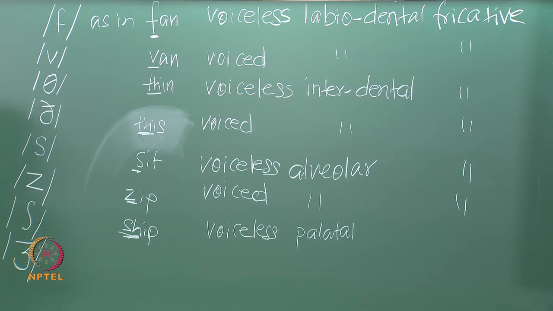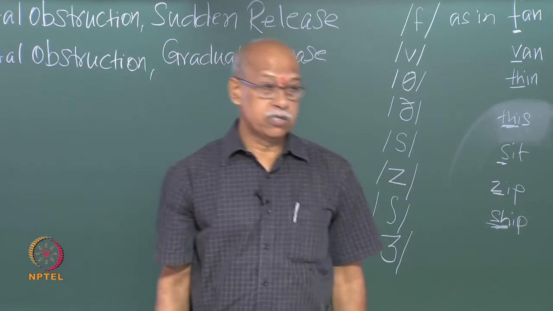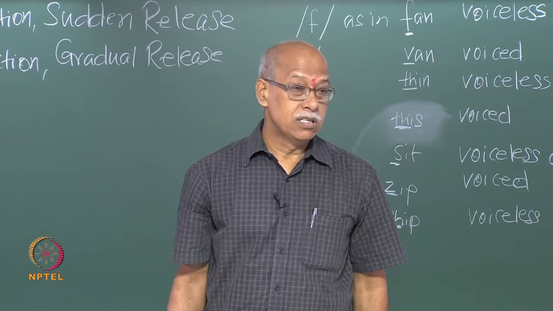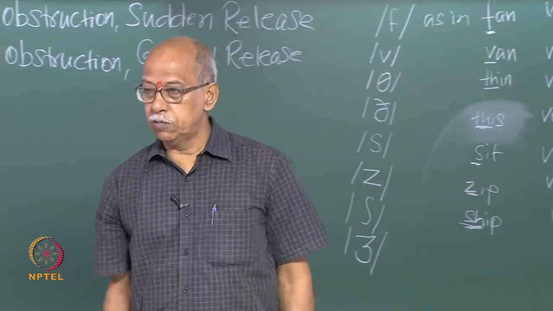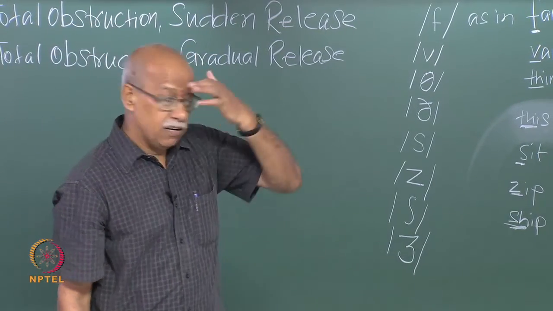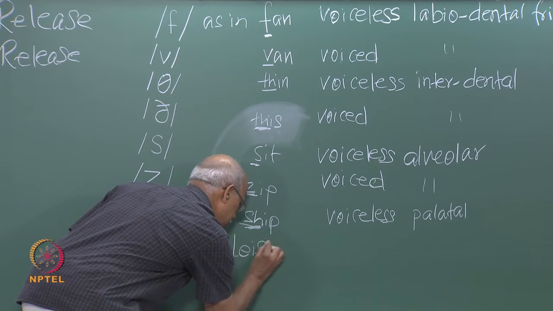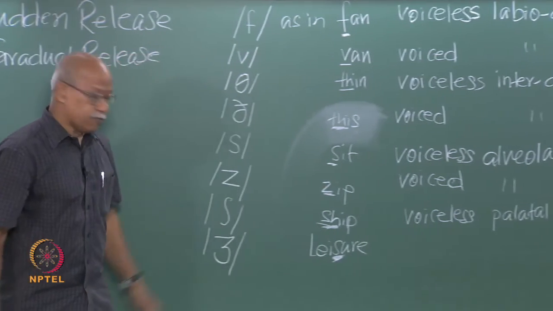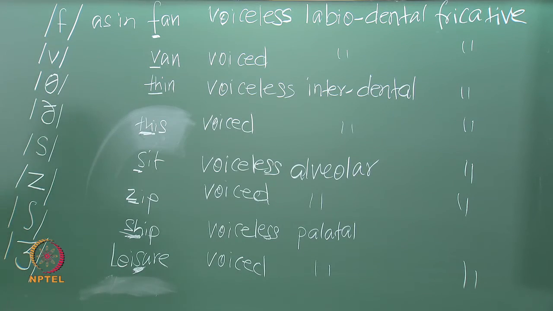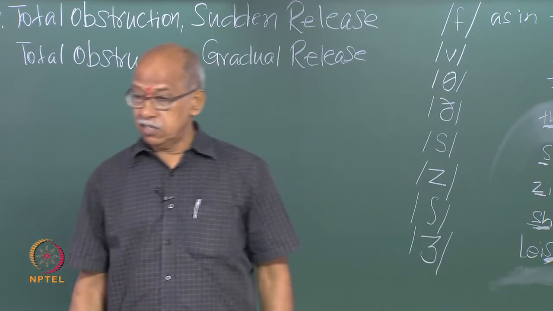This is as in pleasure, P-L-E-A-S-U-R-E, pleasure, or measure, M-E-A-S-U-R-E, measure, okay, or leisure, L-E-I-S-U-R-E, leisure, pleasure, you know, a whole lot of words where S comes between vowels and is voiced, okay. So, this is as in leisure, okay. Is it voiced or voiceless? Voiced. Palatal, fricative, okay. This is a large class of words in English. In many Indian languages, we don't have so many fricatives, but English has lots of them.